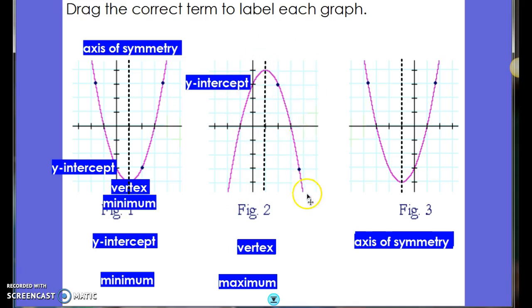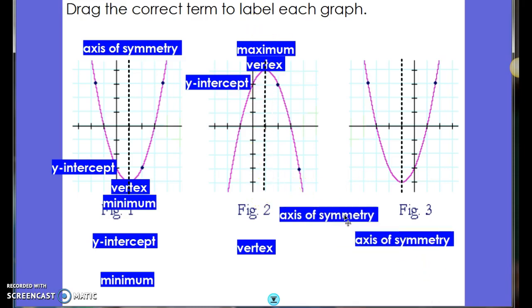Since my parabola opens down, I have my highest point. My highest point is my vertex, so my vertex is at the top. Also, since it opens down, that means I have a maximum. You can't have a minimum and a maximum. You have one or the other. And finally, I'm going to label my axis of symmetry. My axis of symmetry is my vertical line that cuts my parabola in half.